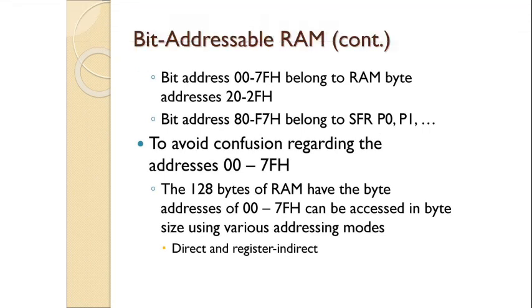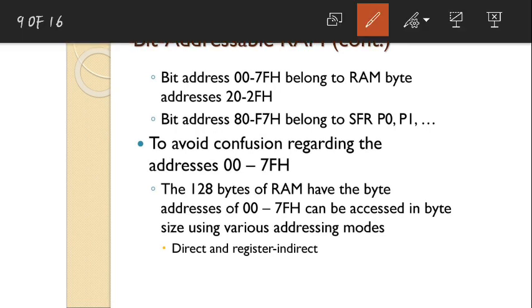Next, to avoid confusion regarding the addresses of 00 to 7F, 128 bytes of RAM have the byte address of 00 to 7F, and can be accessed in byte size using various addressing modes like direct and register indirect. So in this RAM, these 128 byte locations, we can use these two addressing modes. What are these two addressing modes? Direct addressing mode, that means you can directly use its address value, like 80H, 40H, 30H, in that way.